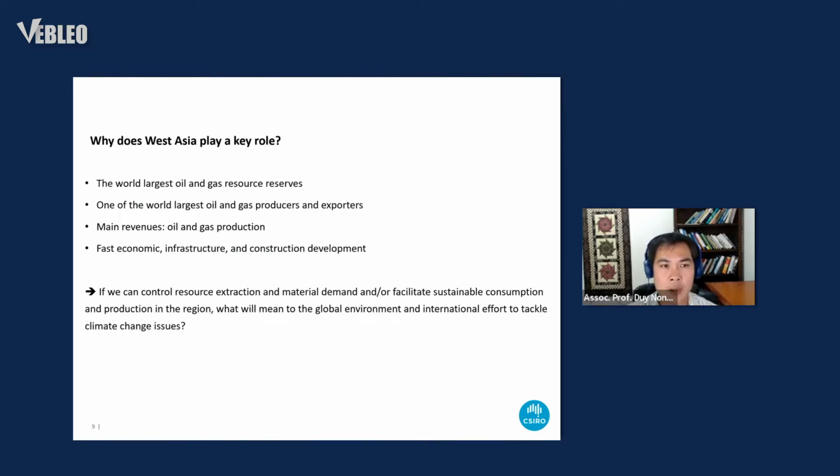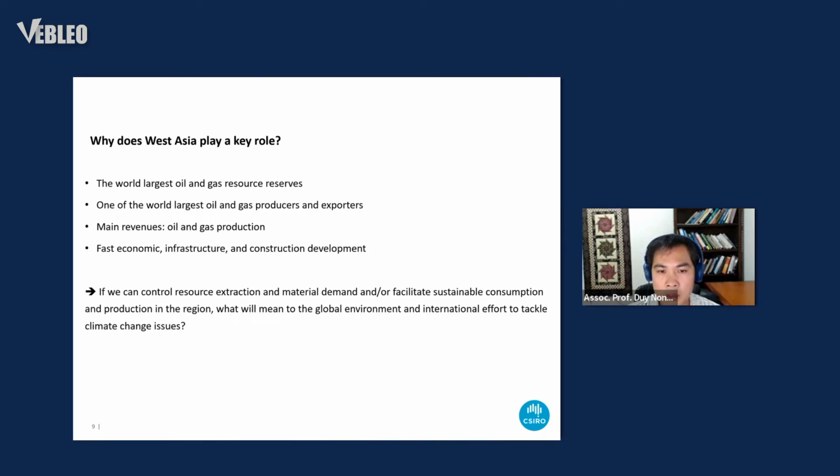So why does West Asia play a key role in tackling the climate change issue on a global scale? Because West Asia has the world's largest oil and gas reserves, and it is also one of the world's largest oil and gas producing and exporting regions. The main revenues of these countries come from oil and gas production, and with a lot of revenue from the oil sector, it has also experienced fast economic growth and increasing infrastructure and construction demand.